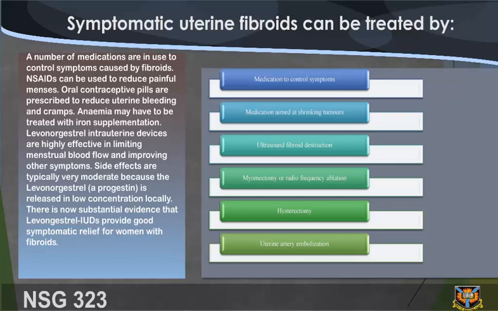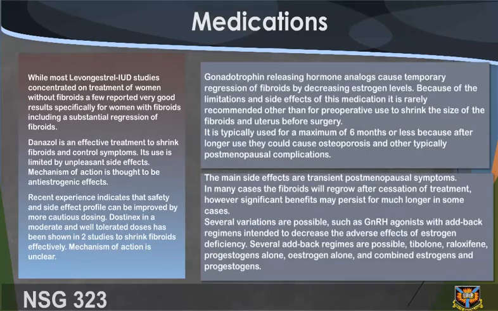Medication to control symptoms. Medication aimed at shrinking tumors. Ultrasound fibroid destruction, myomectomy or radiofrequency ablation, hysterectomy, uterine artery embolization. Medications. While most levonorgestrel IUD studies concentrated on treatment of women without fibroids, a few reported very good results specifically for women with fibroids, including a substantial regression of fibroids.